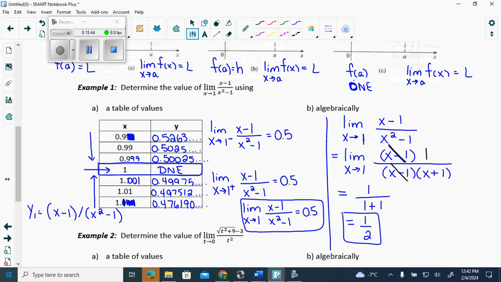This one is completely accurate. I algebraically did it. I got a half. The other one I went, I think it's getting closer to 0.5, right? What if we got closer to 0.51 and I messed up? So tables are helpful, but not completely perfectly accurate. All right.